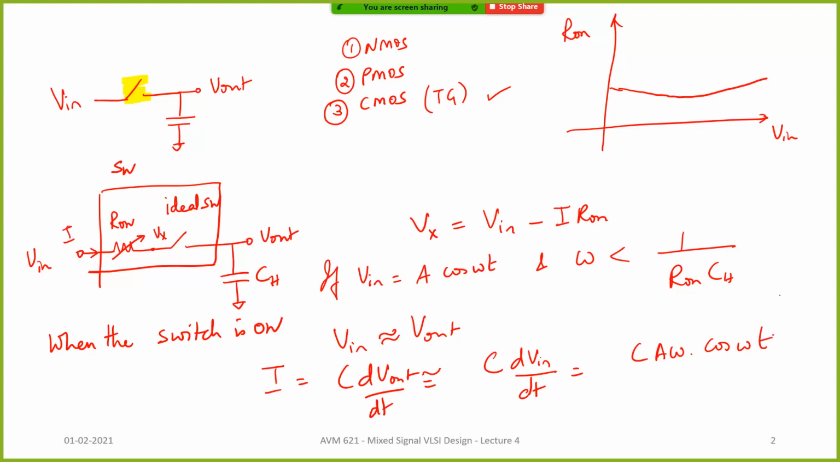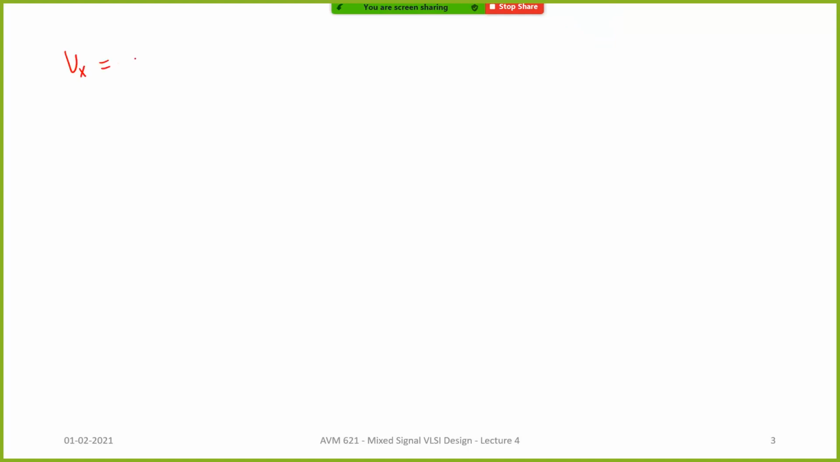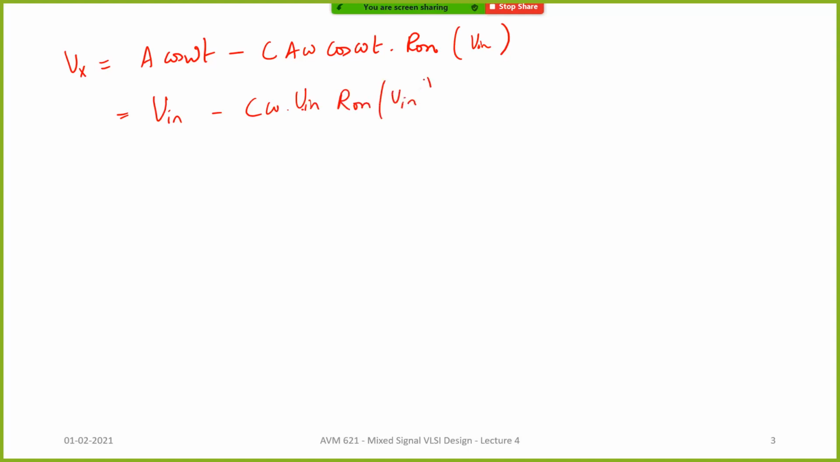Now what is the voltage Vx then? Vx is nothing but Vin, which is A cos omega t, minus C times A times omega times cos omega t into R on, which is a function of Vin. Or you can basically say it is Vin minus C omega times Vin into R on, which is a function of Vin.